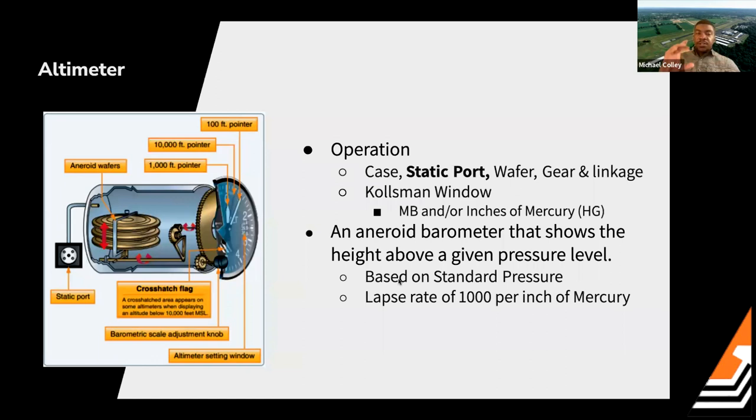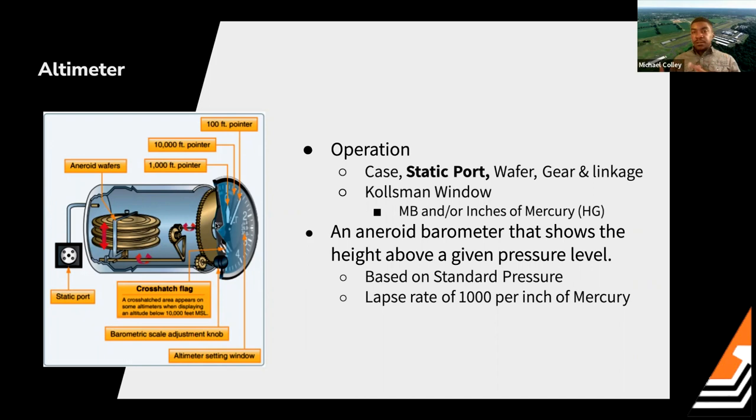It's called an aneroid wafer, and that expands and retracts as you go up and down in altitude, and that is connected to a gear linkage that's linked to the front fascia of the altimeter, which is the needle itself that moves with that wafer.